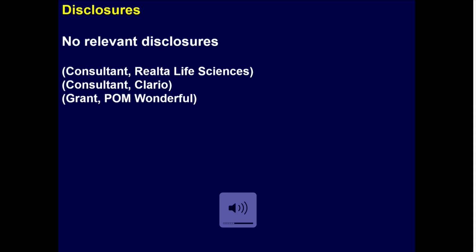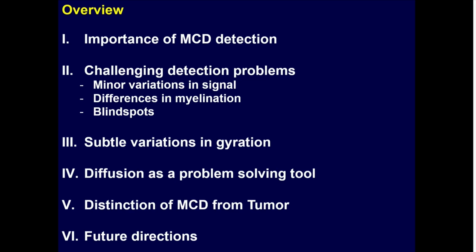I have a number of irrelevant disclosures, but it doesn't hurt to be too careful. What I'm going to do in the next 15 minutes is go through why we stress about lesion detection in epilepsy, go through some challenging detection problems and their mimics, and then focus a little bit on subtle variations in gyration and using diffusion as a problem-solving tool.